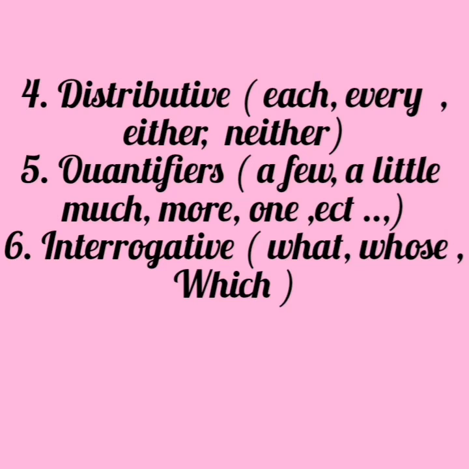Distributives: each, every, either and neither. Quantifiers are used to show the quantity of the noun: a few, a little, much, one, etc. Interrogatives are questions like WH words: what, whose, which, how, etc.